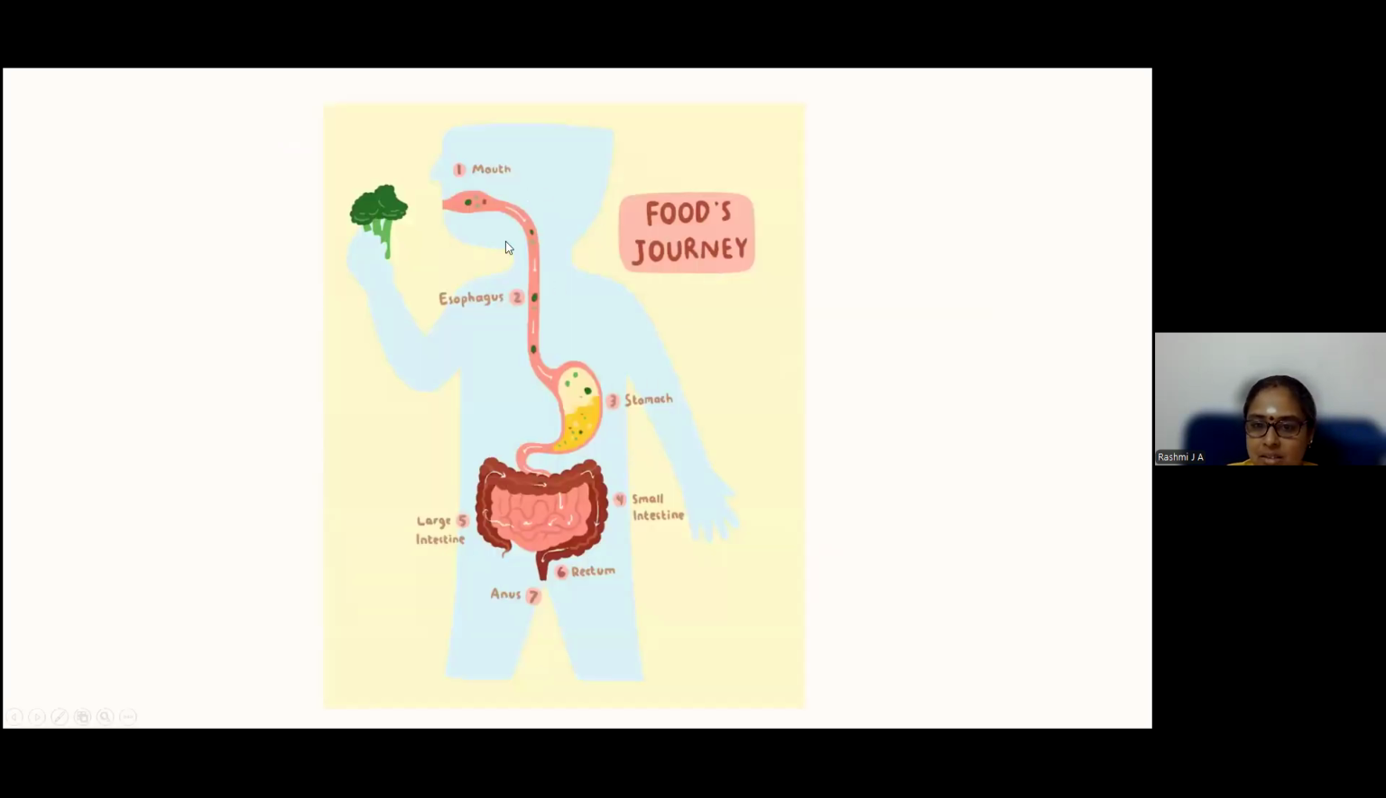Then this is the journey. Already we saw mouth, esophagus, stomach, small intestine, large intestine, rectum and anus. This is how it is going to go.